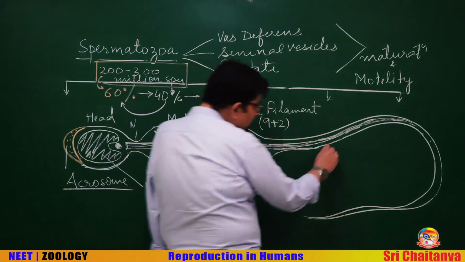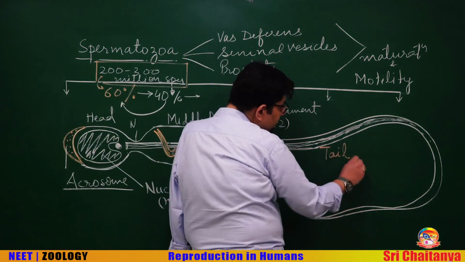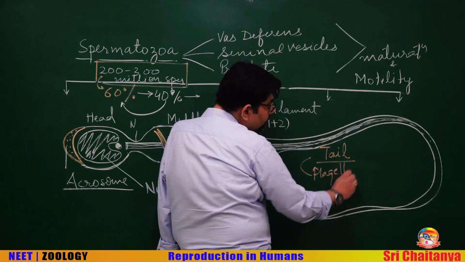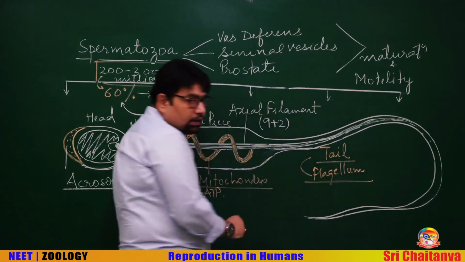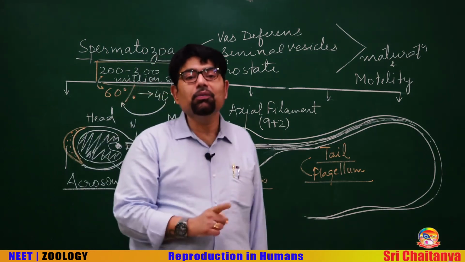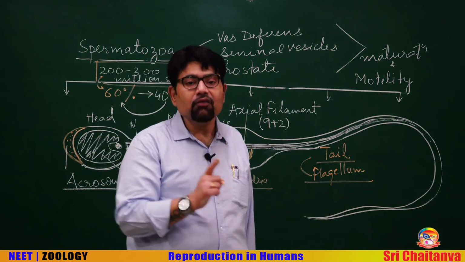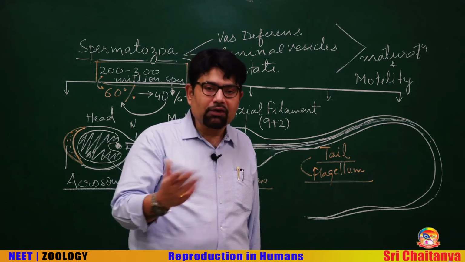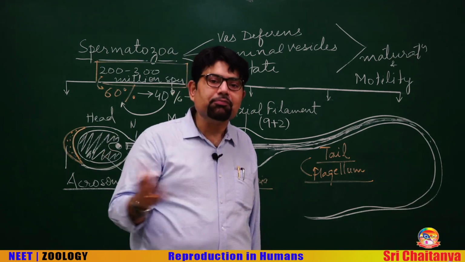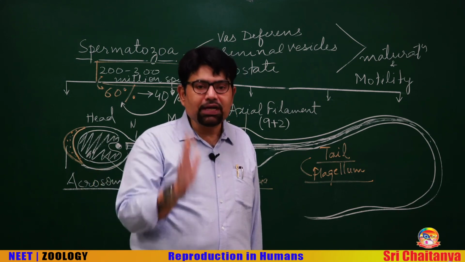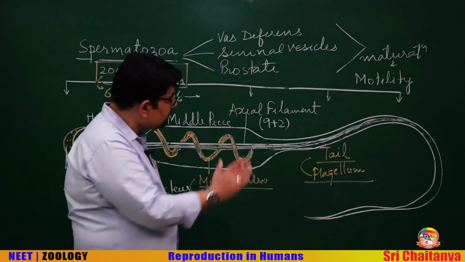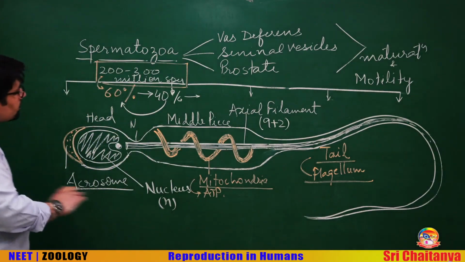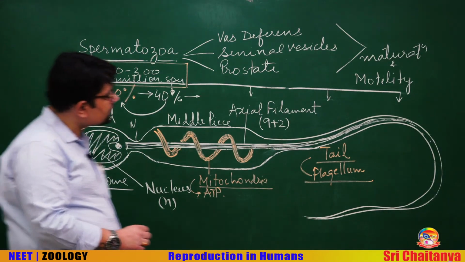This part of the sperm is called the tail. Actually, it is a flagellum. That's the only cell in humans that has a flagellum, the male spermatozoa. We have a lot of cilia at various places, but flagellum is limited to male spermatozoa. So, that is about the structure of a sperm.